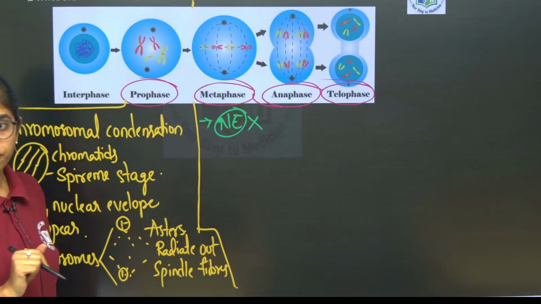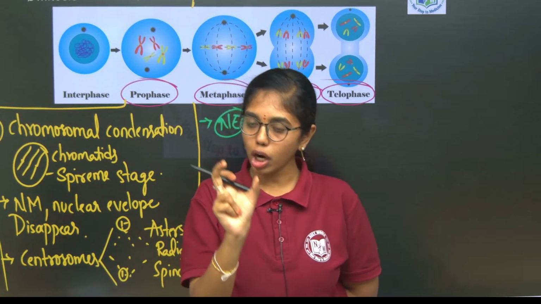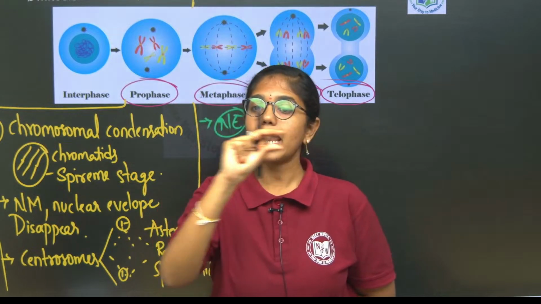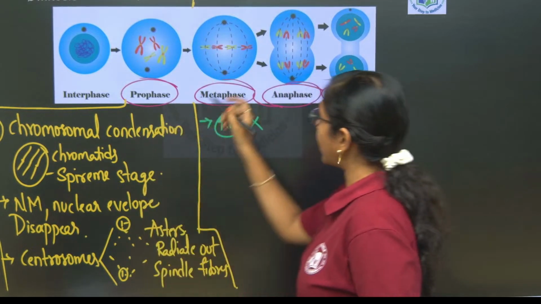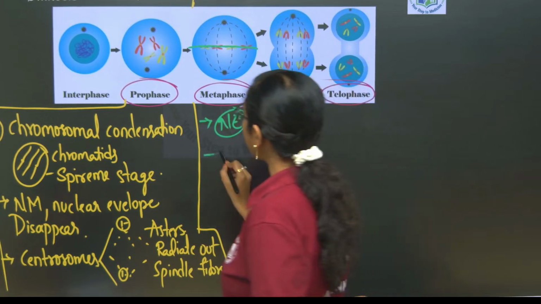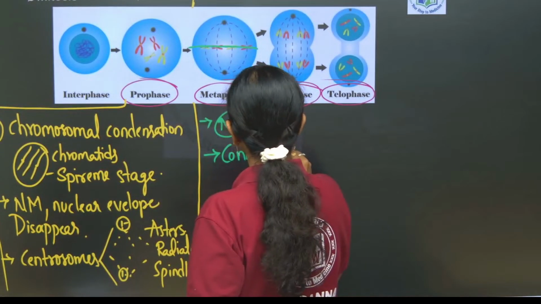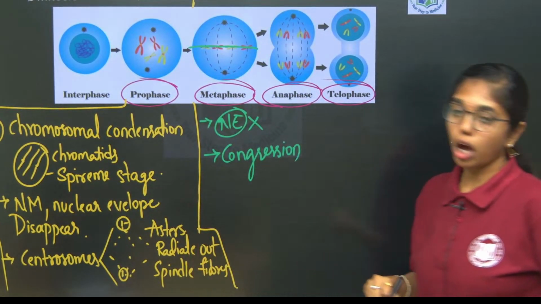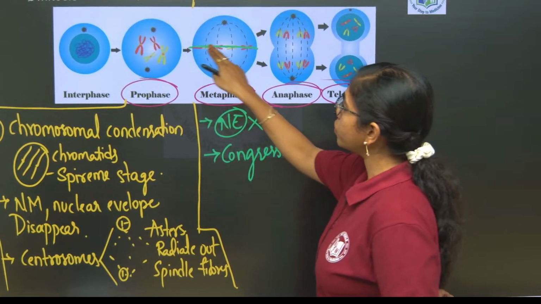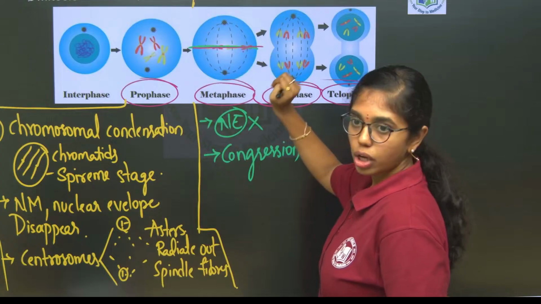In metaphase, chromosomes get short and thick. Chromosomes will become shortest and thickest, and they will align at the equatorial plate. That is, they will come at the center like this. All the chromosomes will come to one plane, that is equatorial plate. That phenomenon is called congression.